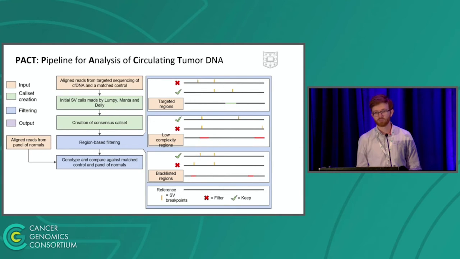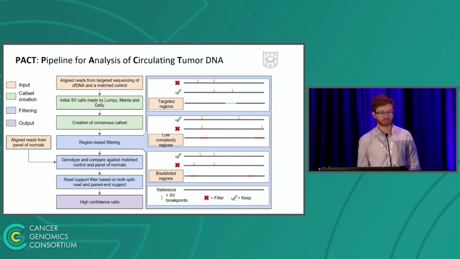And then we perform genotyping. So we compare that cell-free DNA against the matched control from the same individual, and then we also compared it to a panel of healthy individuals to confirm that what we were looking at really seemed to be like a somatic cancer-associated SV. And then finally, we applied a read support filter to confirm that we saw both split read and paired read evidence of these calls. And the idea is that that should generate a list of high confidence calls for us.